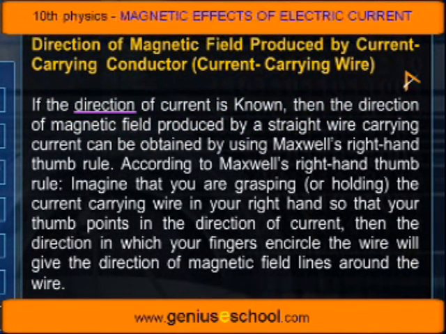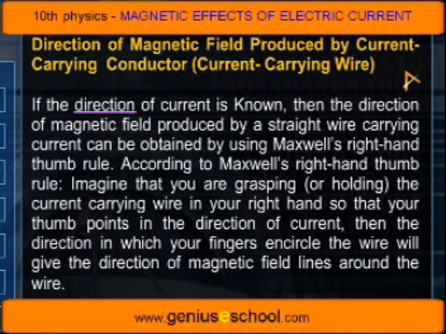Direction of magnetic field produced by current carrying conductors, that is, a current carrying wire. If the direction of current is known, then the direction of magnetic field produced by a straight wire carrying current can be obtained by using Maxwell's right-hand thumb rule.